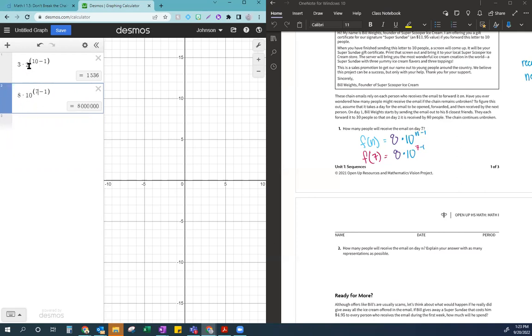Notice that structure is exactly the same. The numbers are different. So our answers are going to be different, right? So that's going to be 8 million. Man, Ms. Johnson, 8 million. Oops, I don't know how to write million. 8 million people will receive this email.